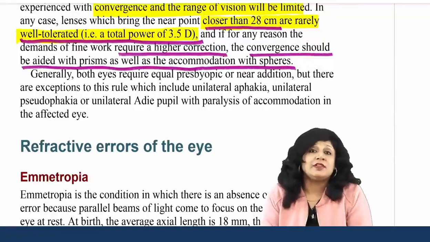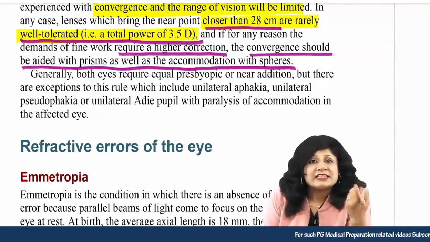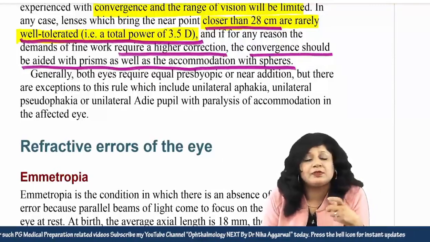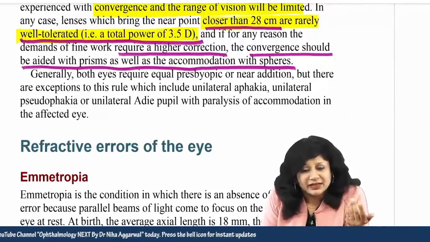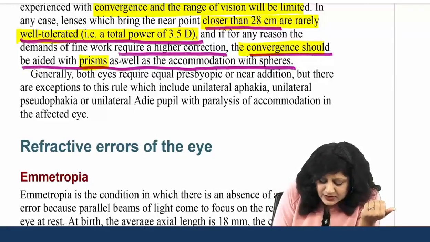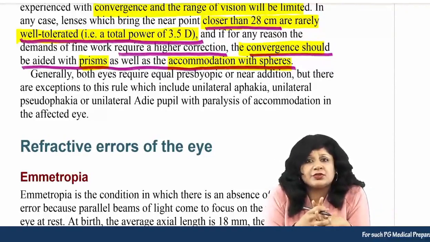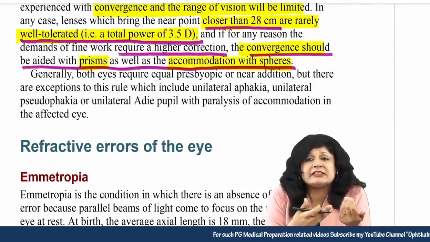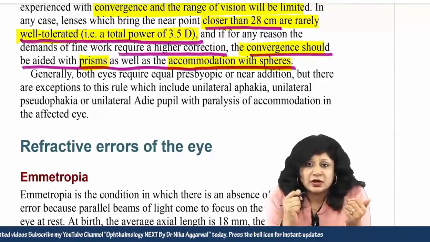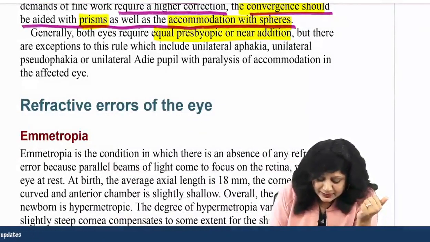You will say, but this is not a very big number, 3.5 diopters could be there, but it is seen that it is not very well tolerated. So there is a solution for this. If you are giving the power of 3.5 or something like this, we can aid it with the help of prisms, and accommodation you can do with the help of spheres. So if you are using this combination of convex lenses with the spheres and the prism both, then we can expect better tolerability.